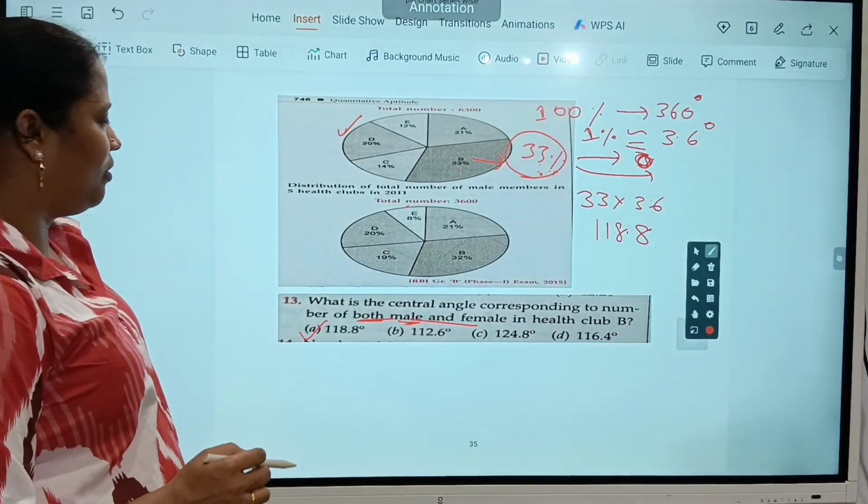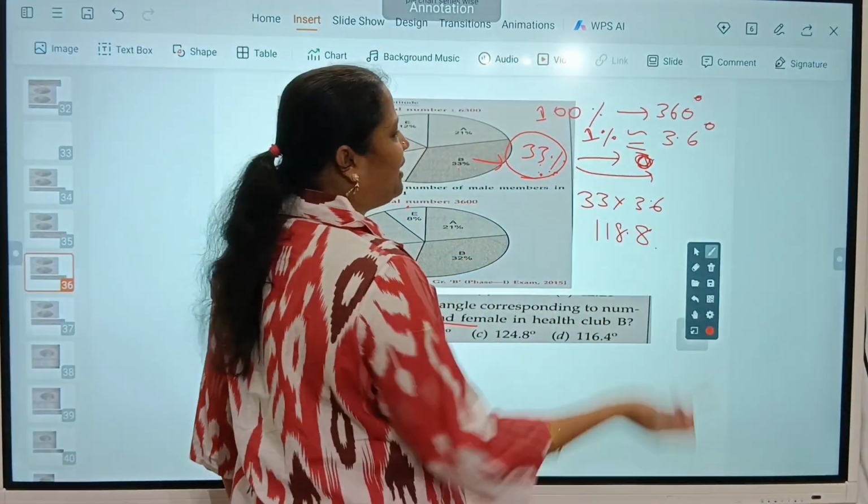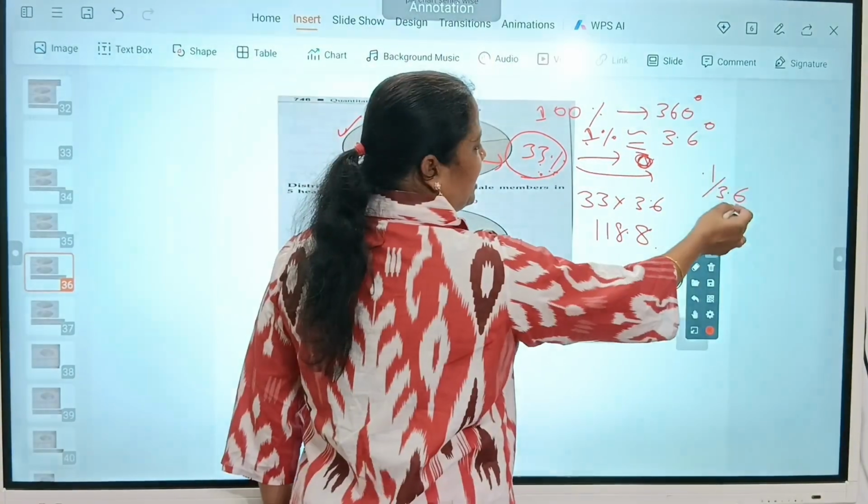Okay. When you are converting from degree to percentage, you have to divide by 3.6.